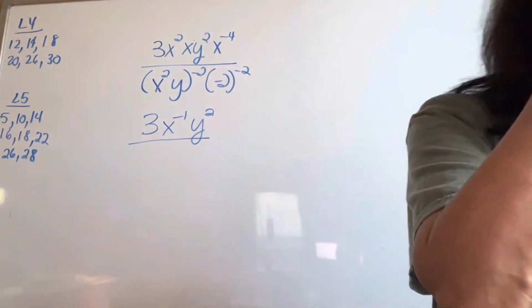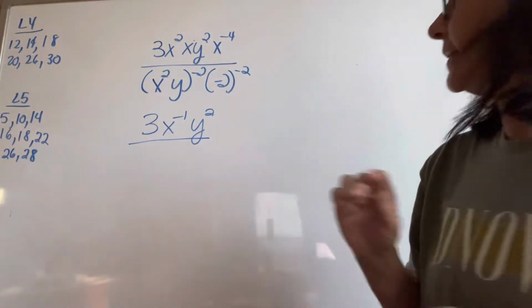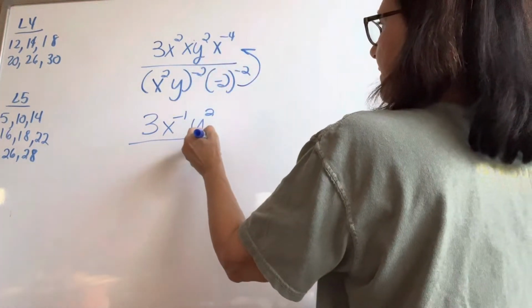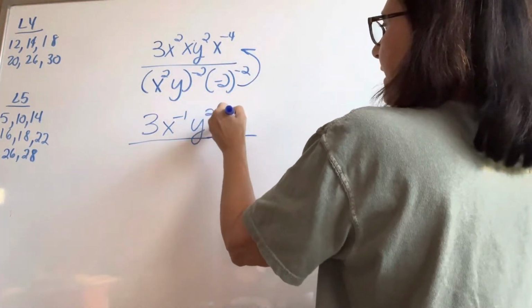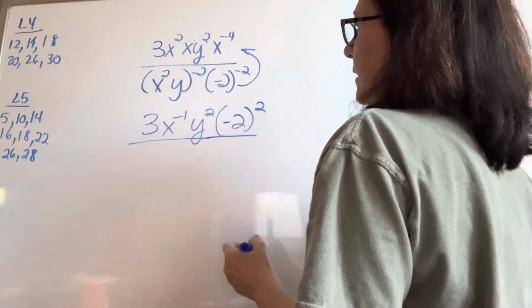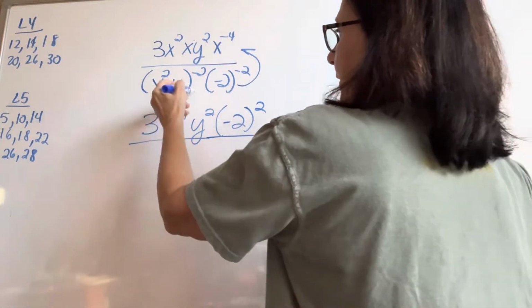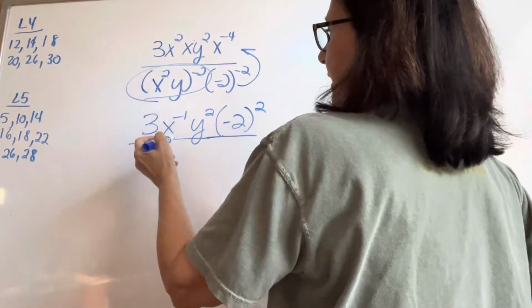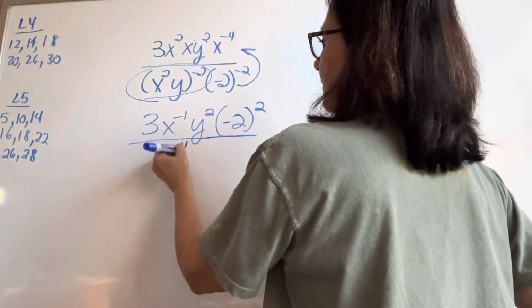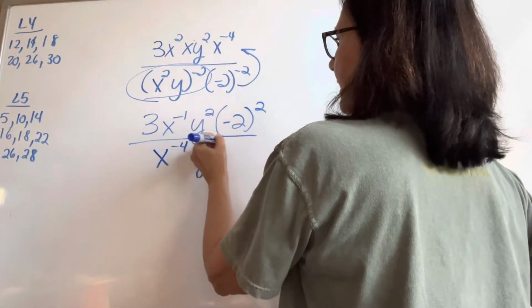Wait, is that negative 2? Yes, I'm going to move this to the numerator to make that a positive 2. So we'll have negative 2 squared, all right? And then this is the last term I need to take care of. Power raised to a power, we multiply. So it's x to the negative fourth, y to the negative 2.